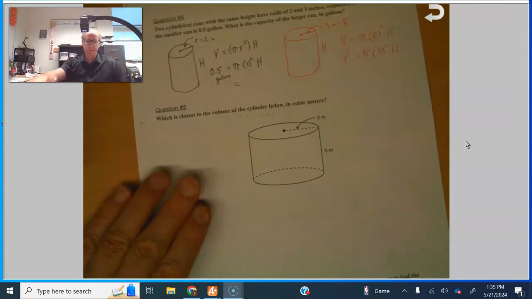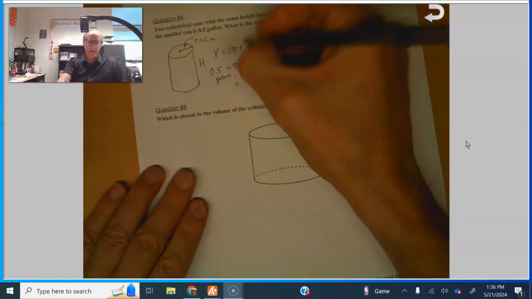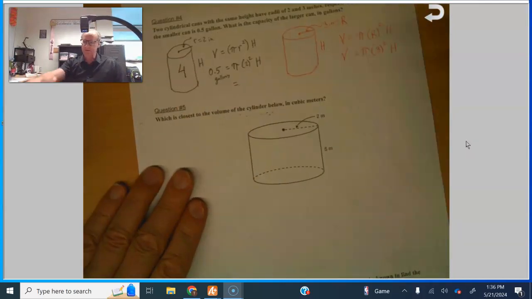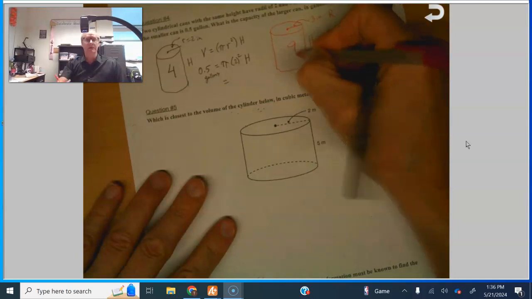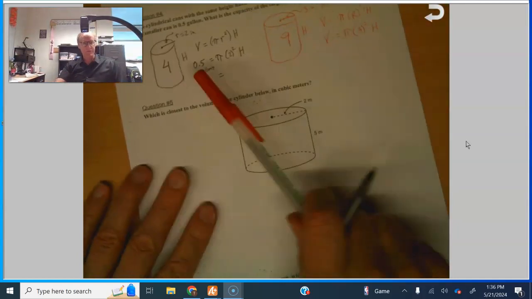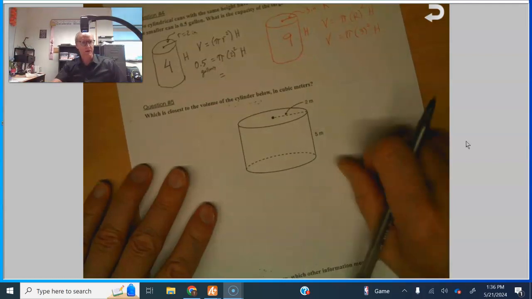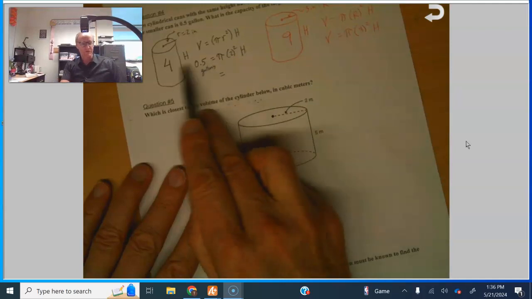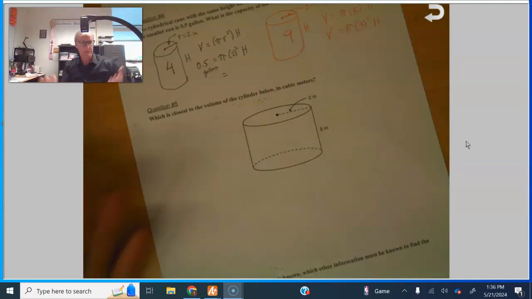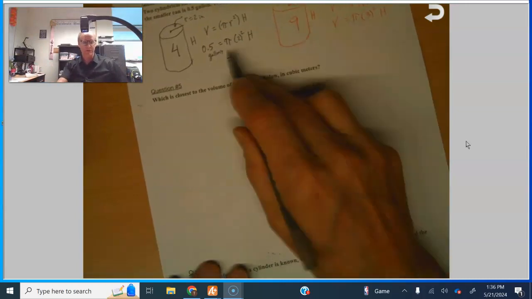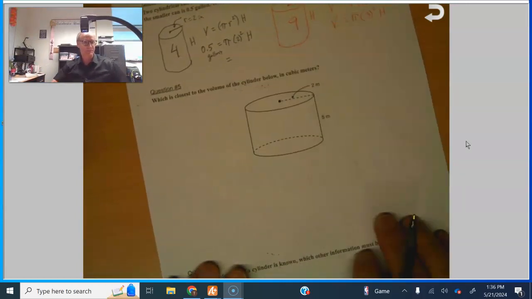I'll give you a hint. This one has a multiplier of 4, and this one has a multiplier of 9. So the ratio of the volumes is 4 to 9. And you could write it that way too. This represents 4, and 9 represents what? So hopefully you can get it with a ratio or by doing my weird solving for H.